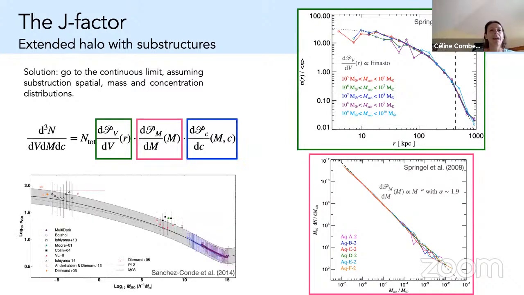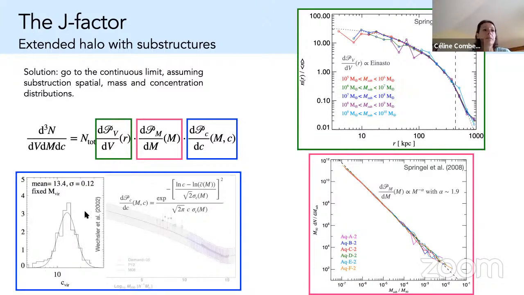I was saying earlier, we also need a mass concentration relation. This is the picture I showed you earlier, and there is a mean mass concentration relation here in the solid line, but the gray band represents the scatter. It means that for the same mass, not all halos are going to have the same concentration, and the distribution of the scatter is generally well modeled with a log normal distribution expressed this way. So now I have ingredients that give me the full statistical properties of my subhalo population.